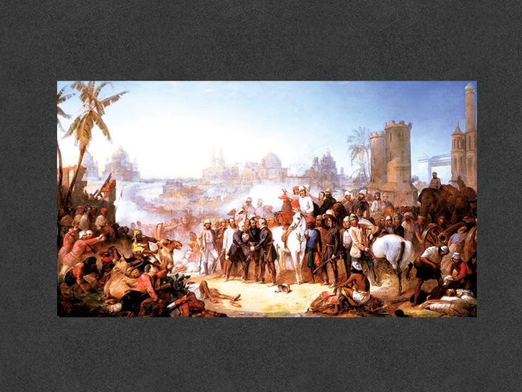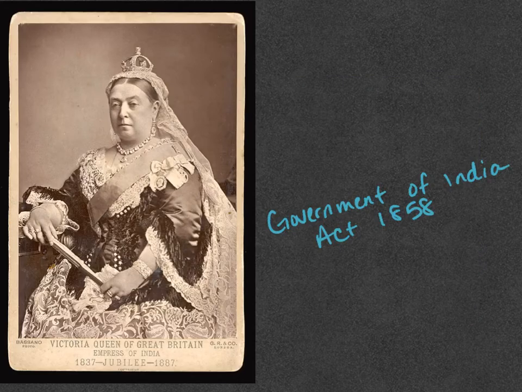The BEIC, however, treated captured rebel Indian troops barbarically, and because of this, Parliament passed the Government of India Act of 1858 and transferred all power from the BEIC to the British government, and Queen Victoria became the Empress of India. A similar string of events takes place in the Congo.